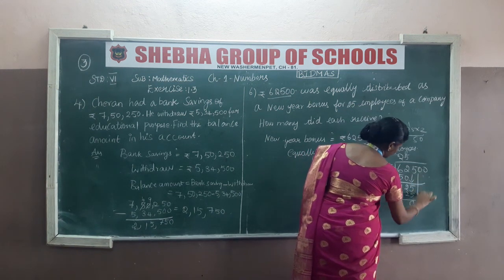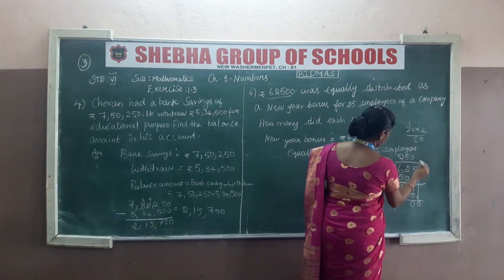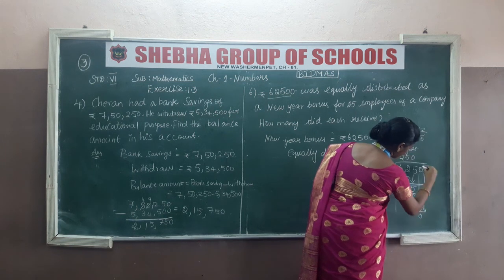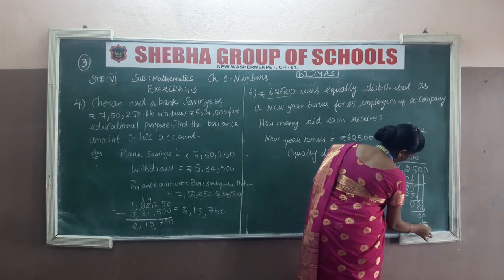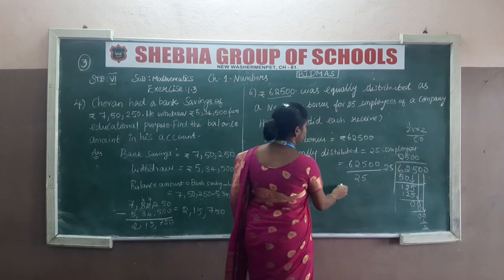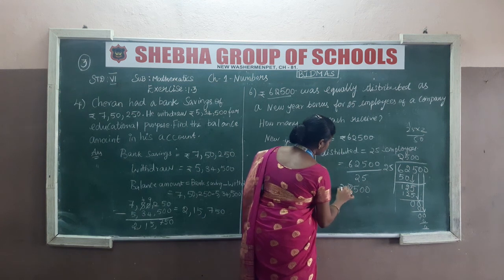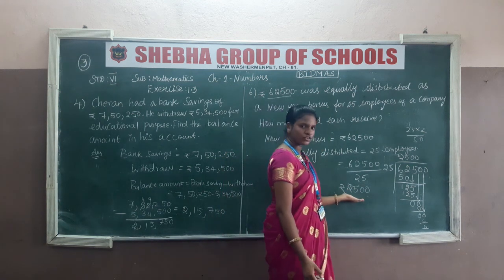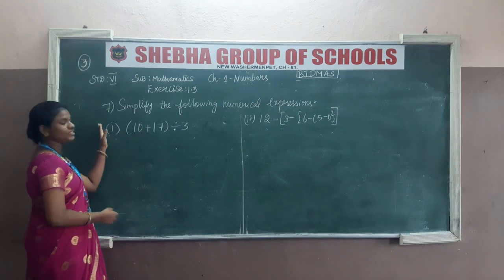Then the number below is 0, 25 zeros are 0, then the number below is 0, 25 zeros are again 0. Okay. So the value is 2,500 per person. So each received 2,500. Let's move to the seventh question.